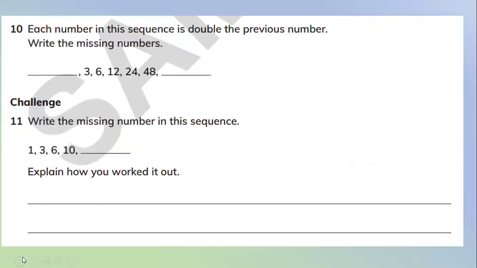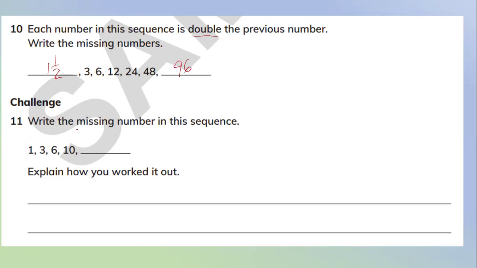Number 10, each number in this sequence is double the previous number. Write the missing numbers. Okay, so 3 is double this number, so the previous number is half of 3. Half of 3 is 1.5. 48 double is 96.